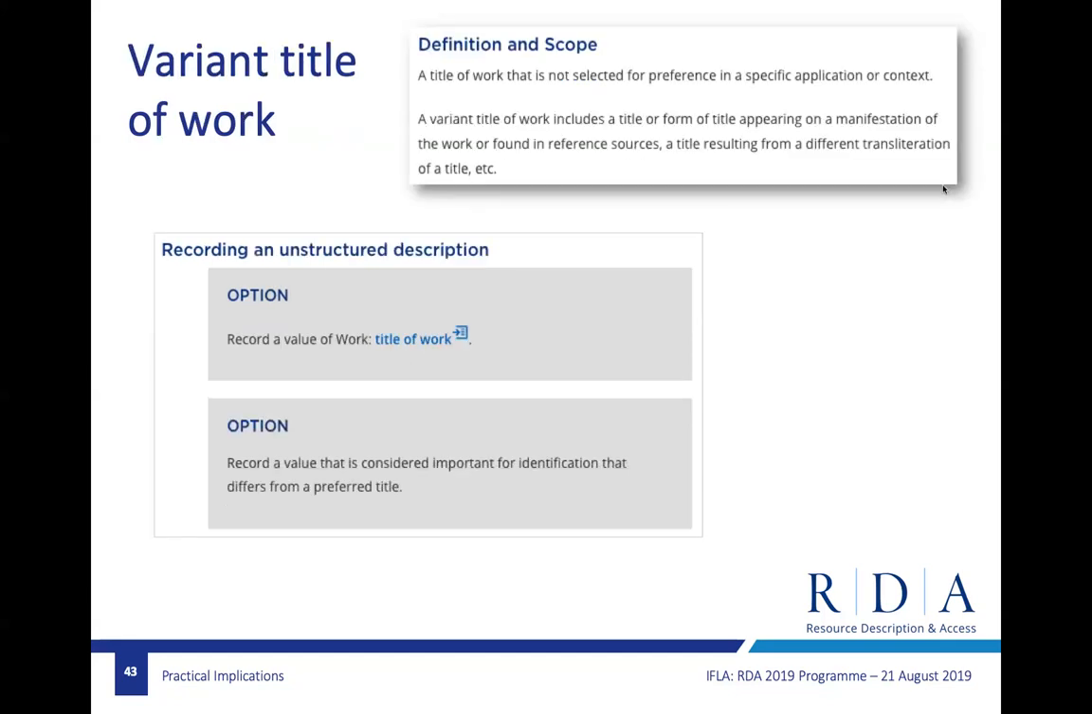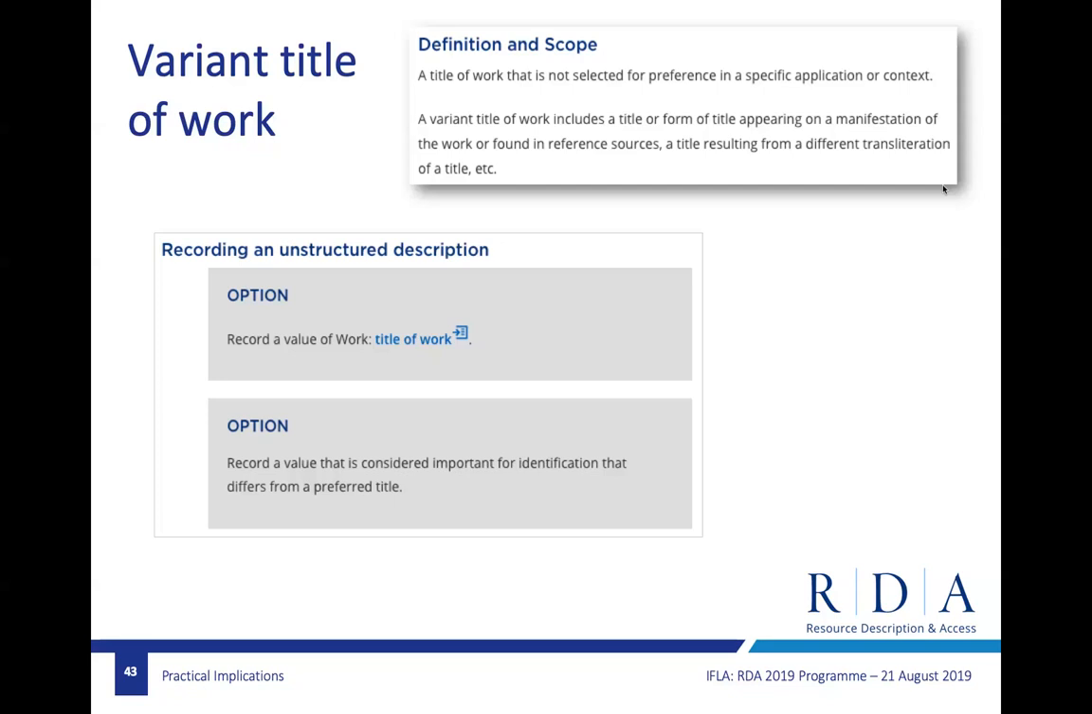For the same reasons I wanted to record the variant title of the manifestation, I want to record the variant title of the work. Right now that seems redundant, but if additional editions are created or it's translated, whatever, these really are different elements, even though we're going to end up with the same character string. The variant title of work is one that is not selected for preference in a specific application or context. It includes a title or form of title appearing on a manifestation of the work and/or found in reference sources, a title resulting from a different transliteration of a title, etc.